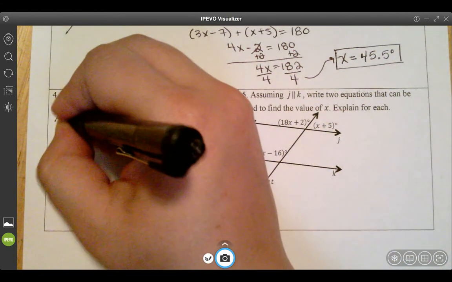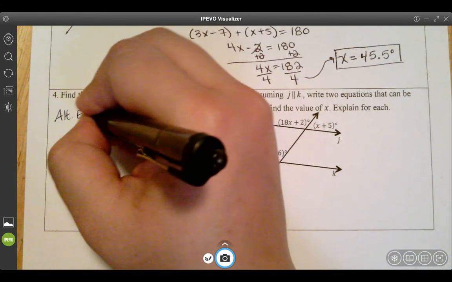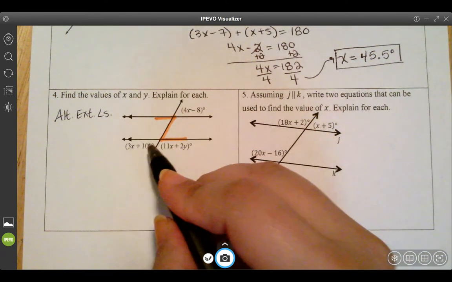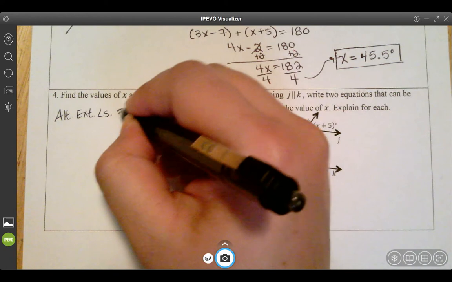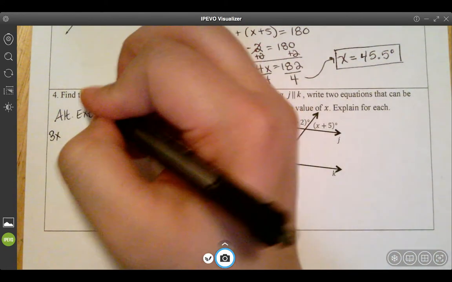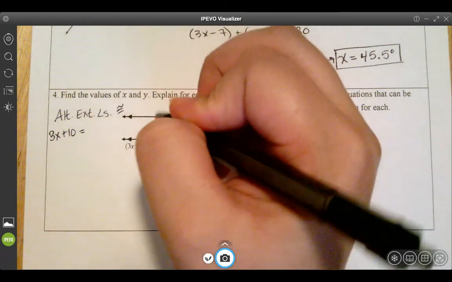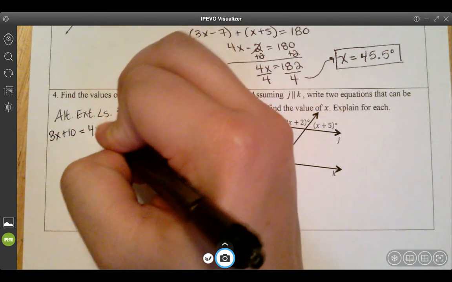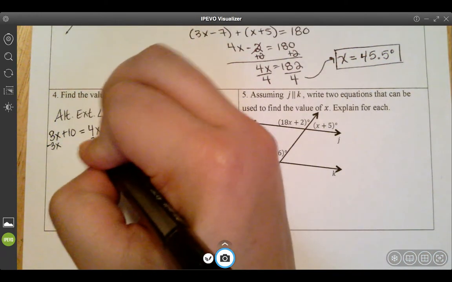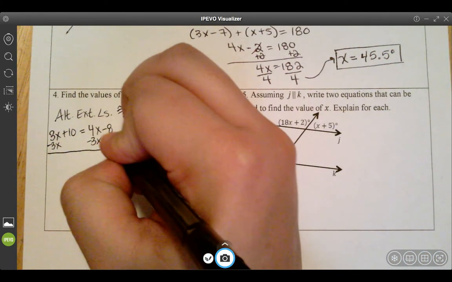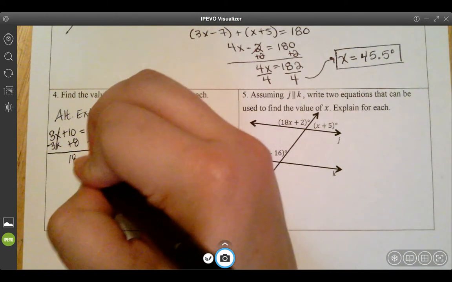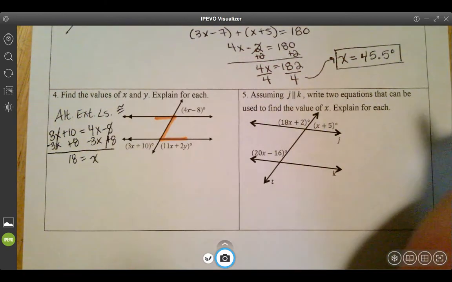So alternate exterior angles. And alternate exterior angles are congruent. So we have 3x plus 10 equals 4x minus 8. Solving for x, minus 3x on both sides, plus 8 to both sides. So we have 18 equals 4 minus 3 is 1, or just x. X is 18.